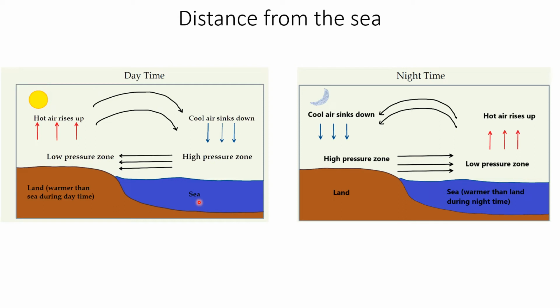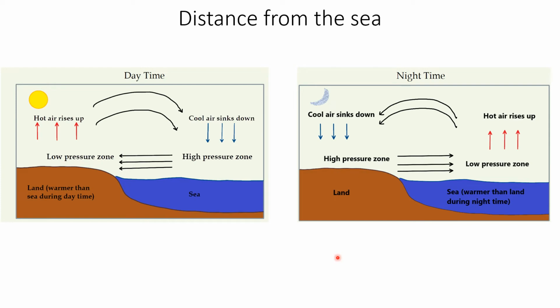which is still cool. So the air which is in contact with the land also gets heated and rises up, and a low pressure zone is created here over the land. On the other hand, because the sea is still cool, the cool air over the sea becomes heavy and sinks down, creating a high pressure zone over here. Winds always blow from high pressure to low pressure. So as a result, sea breeze starts to blow from the sea towards the land.